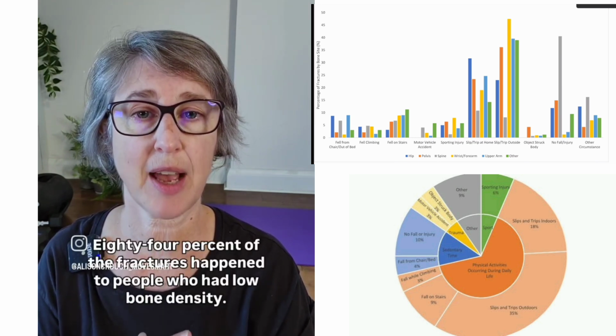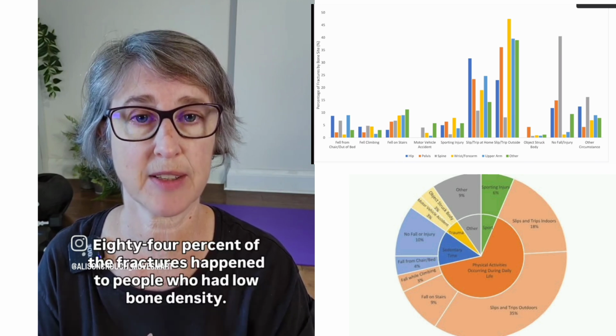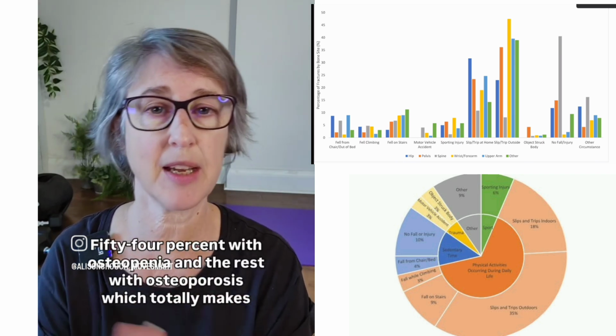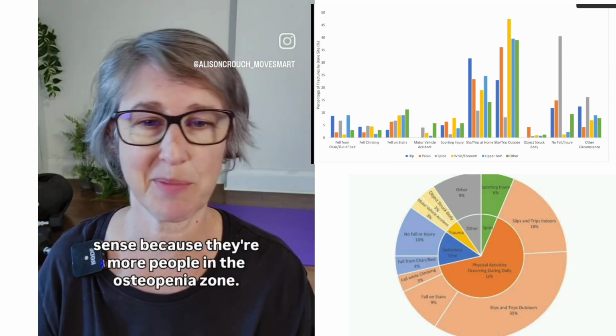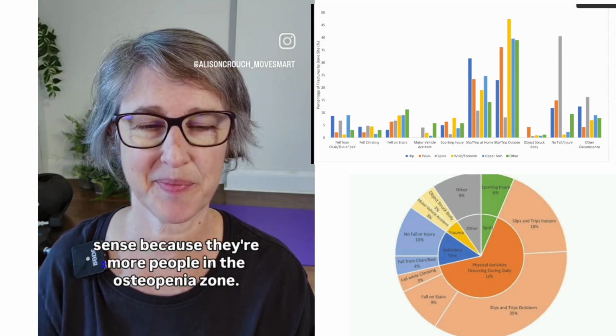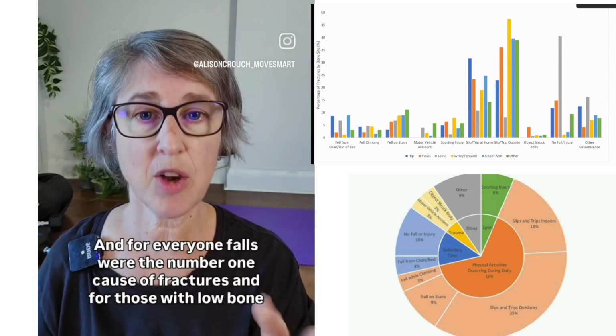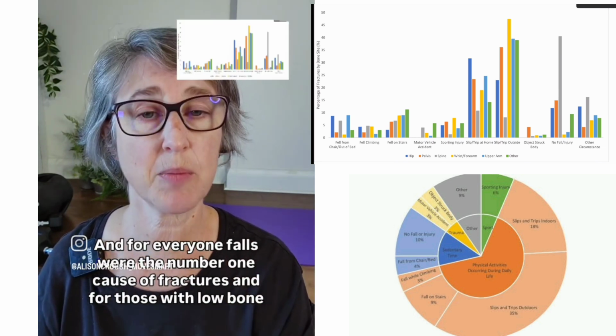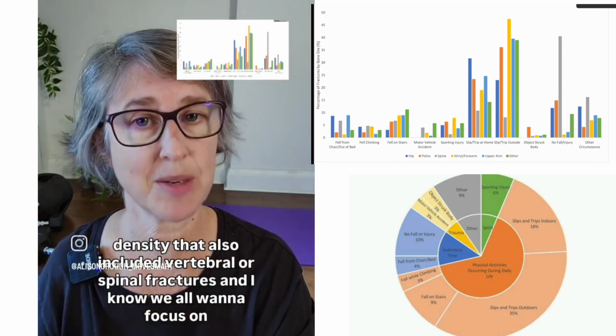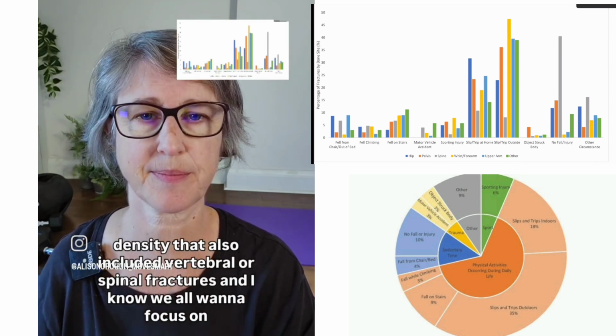84% of the fractures happened to people who had low bone density, 54% with osteopenia and the rest with osteoporosis, which totally makes sense because there are more people in the osteopenia zone. And for everyone, falls were the number one cause of fractures. And for those with low bone density, that also included vertebral or spinal fractures.